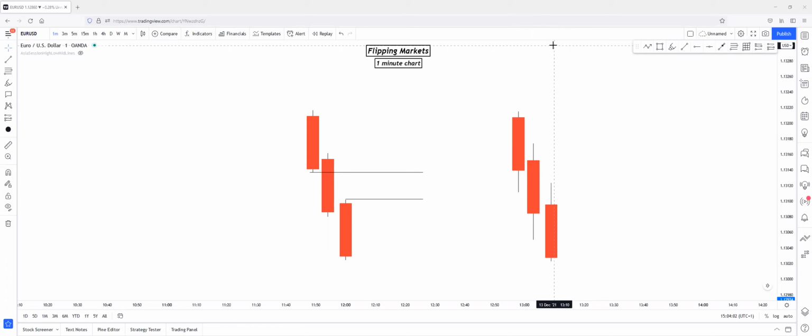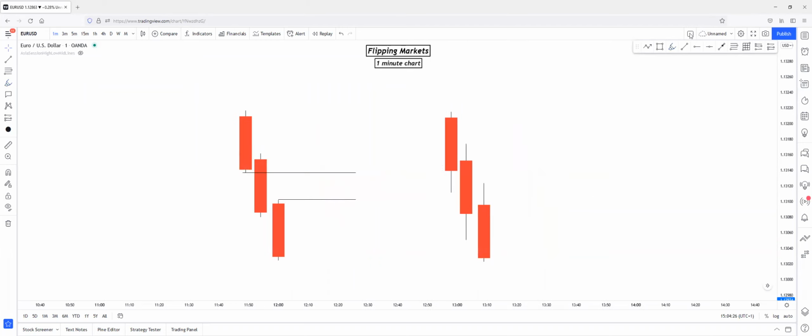If price moves rapidly, printing several candles, and the wicks between the candles don't meet, it will be inefficient. So as you can see, price is printing several candles here, and the wicks between the candles, so this one and this one, don't meet in the middle. So this gap in the price is inefficient. So basically, inefficiency means a gap between the wicks.